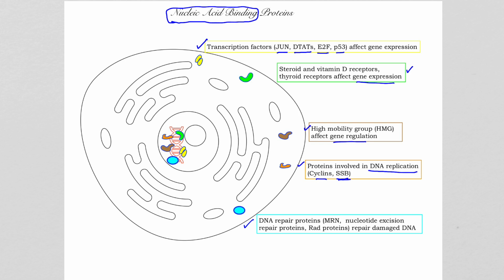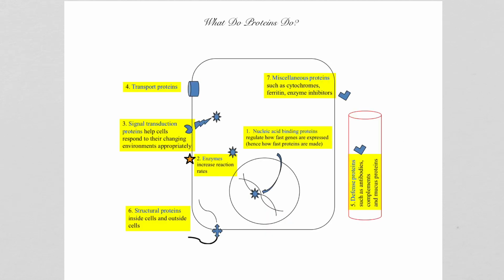Another type of nucleic acid binding protein are the proteins that repair DNA in case the DNA is damaged. Several examples of this: mismatch repair, nucleotide excision repair proteins, and RAD proteins. So this category of proteins that we call nucleic acid binding proteins, they have special shapes that can actually bind DNA and or RNA to carry out their functions. The second category of proteins are the enzymes.